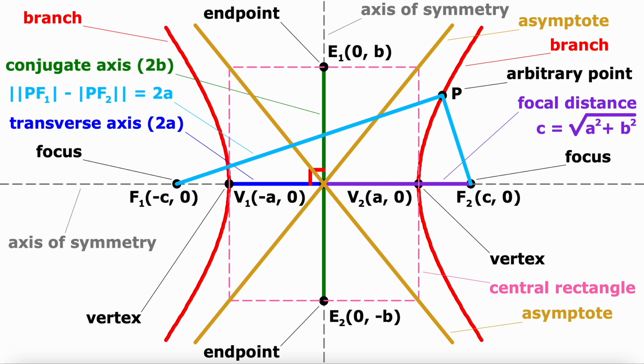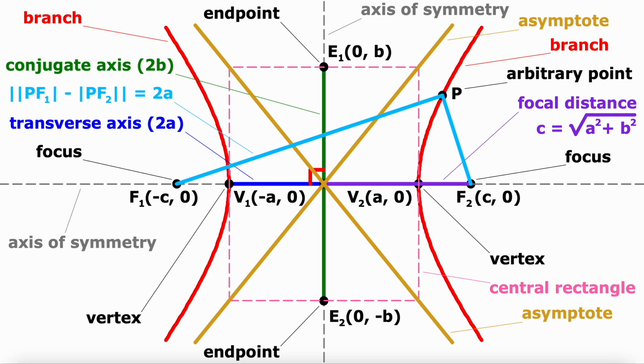The focal distance is the distance from the center of the hyperbola to either of the two foci. It provides information about the hyperbola's eccentricity. Specifically, the longer the focal distance, the wider the opening of the two branches of the hyperbola. Conversely, the shorter the focal distance, the narrower the opening of the two branches. To calculate the focal distance, we use the semi-transverse axis and the semi-conjugate axis of the hyperbola. Specifically, the focal distance is equal to the square root of a squared plus b squared.